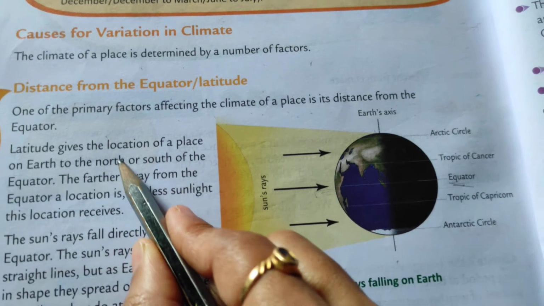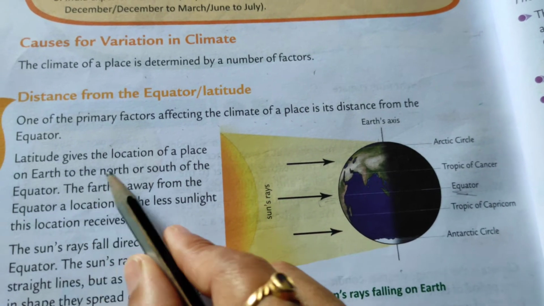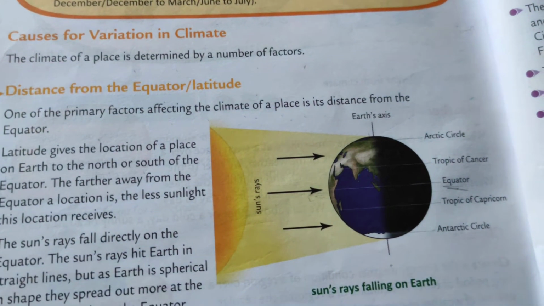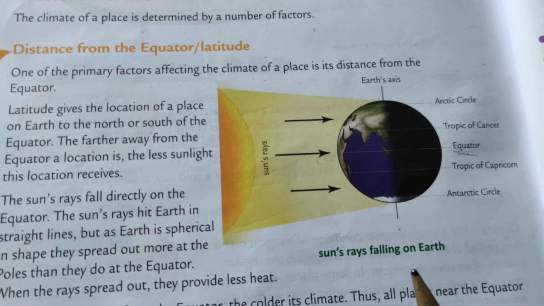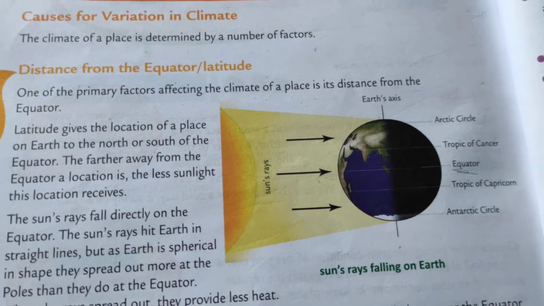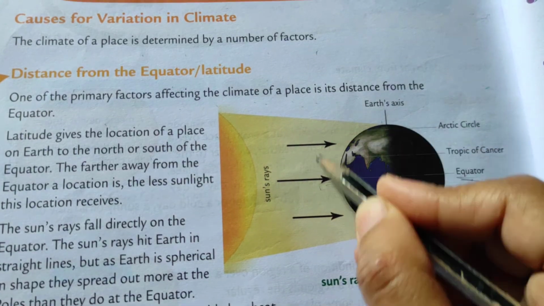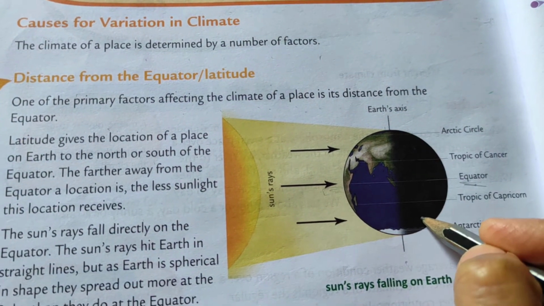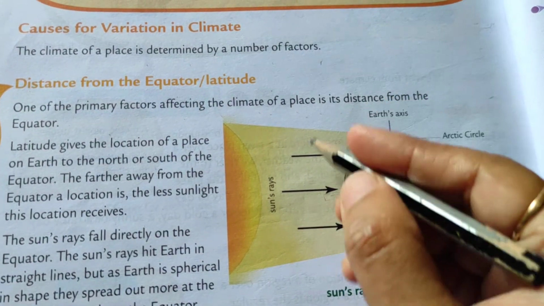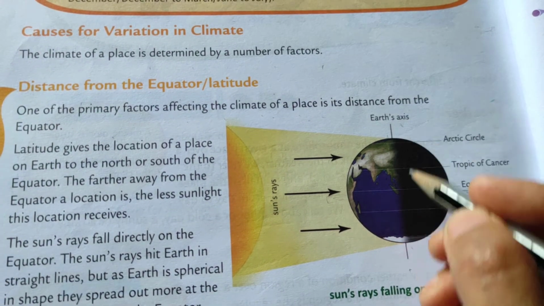Latitude gives the location of a place on earth, to the north or south of the equator. So the latitude is given as the location of a place, the location of countries on the earth, where all these countries are situated, in the north pole or the south pole.